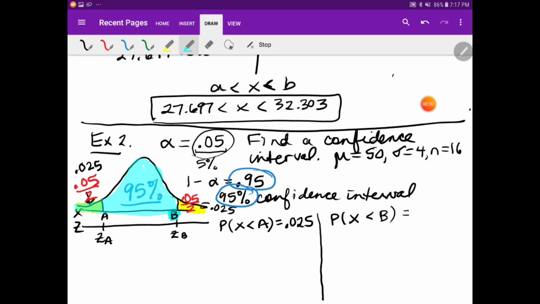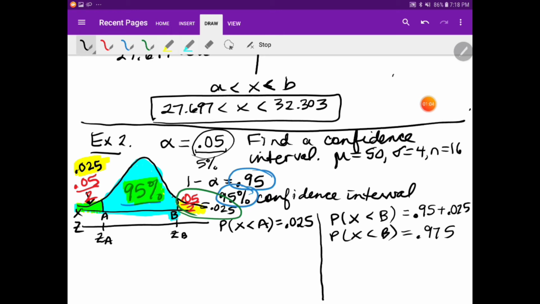Okay, so basically it's the 95% plus that 0.025. Okay, so those are the two numbers. I can do the 0.95 and the 0.025, or I could do 1 minus the 0.025 that's right over here. Okay, so you can do it either way. Either way, you get the same answer. So this is 0.975. Probability X is less than B.